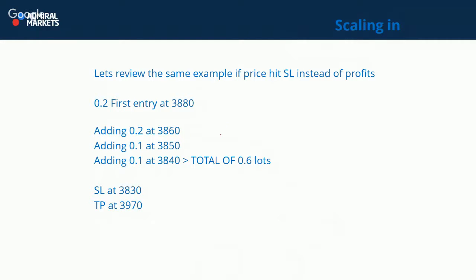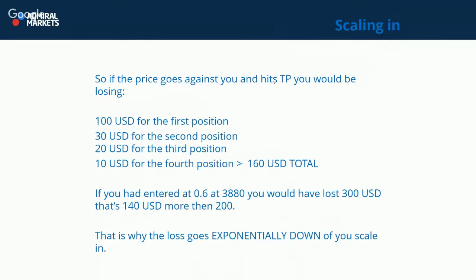So let's review the same example if price hits stop loss instead of profits. The first entry is at 38.80, and we are scaling in, okay? And we have, again, a total of 0.6 lots. Stop loss is 38.30. TP is at 39.70. So if the price goes against you and hits stop loss, you would be losing $100 for the first position, $30 for the second position, $20 for the third position, $10 for the fourth position.